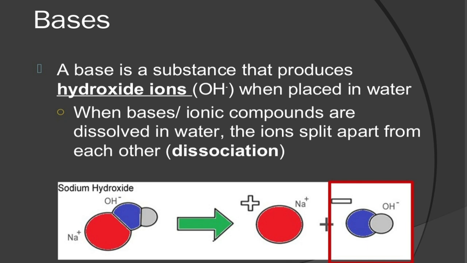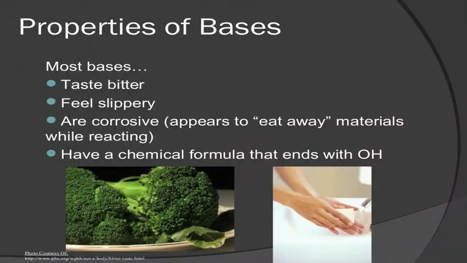And next is bases. What are bases? Bases are the substances that release OH negative ions when dissolved in solution or in water. Now the properties of bases: they taste bitter, feel slippery like soap, and are corrosive. They also react with the vessel in which they are stored and have a chemical formula that ends with OH. That means NaOH, KOH, etc.